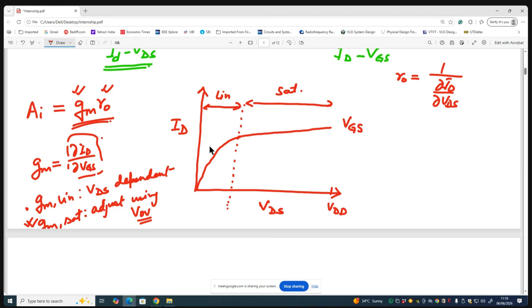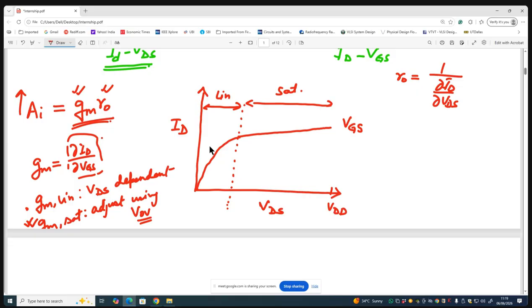Yes, sir. So now can you tell me which of the two regions, linear and saturation, will offer you a higher value of RO? We want this to be higher, no? As I told you, the intrinsic gain of a transistor is a very important characteristic. When we design analog circuits, let's say an amplifier, a transistor that offers you higher intrinsic gain implies that the amplifier will offer you higher gain.